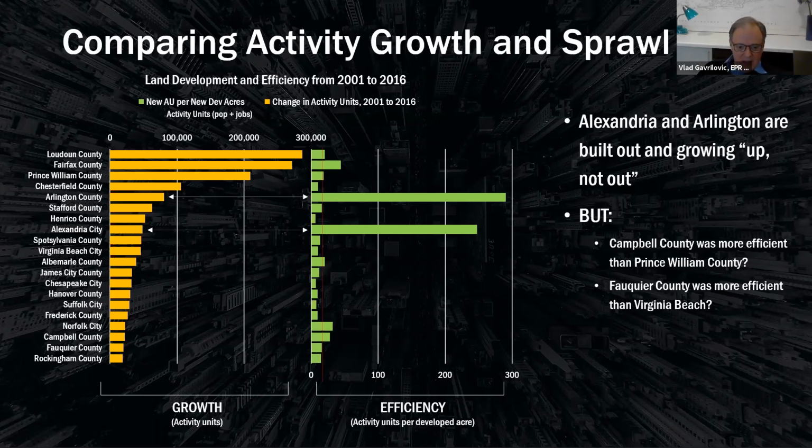And then there's a faint red line in there that shows some, again, question marks. Campbell County grew more efficiently than Prince William County. Fauquier County grew more efficiently than Virginia Beach over this time frame. Again, wondering why. Next slide.